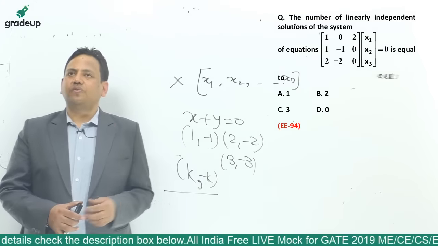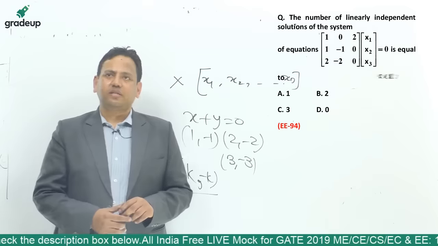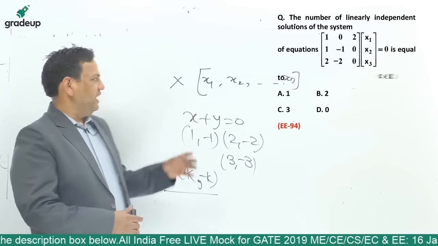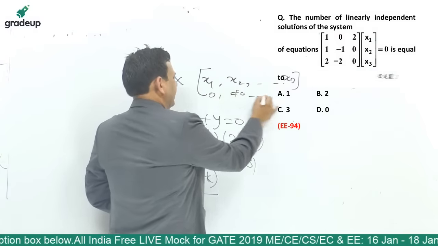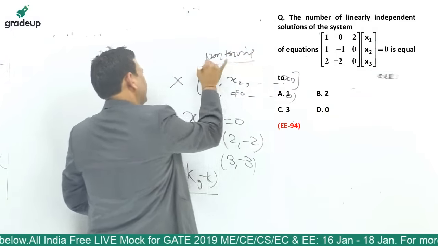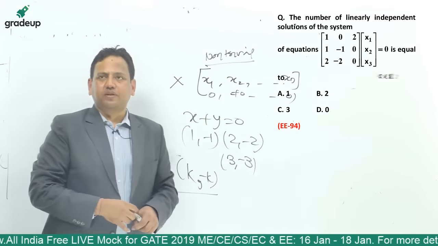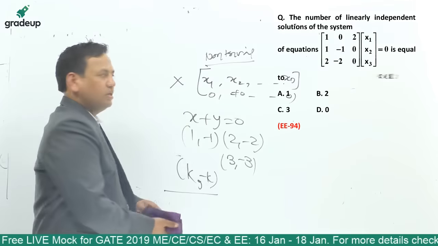Avinash, just go to yesterday's class, you will understand independent and dependent. For non-trivial, at least one value should not be equal to 0. If all are 0, then only it is trivial. Okay. Just start with this question and tell me the answer for this one.